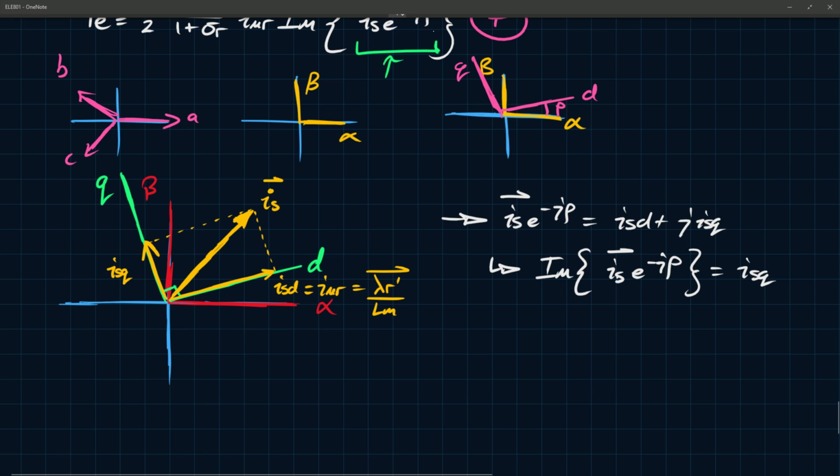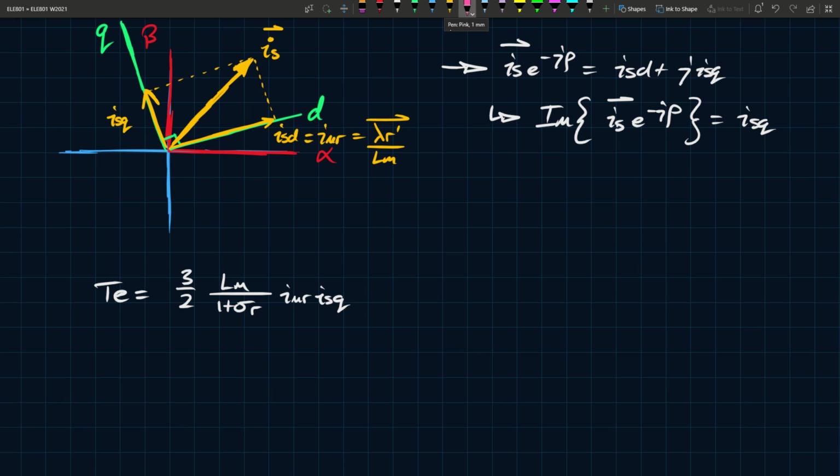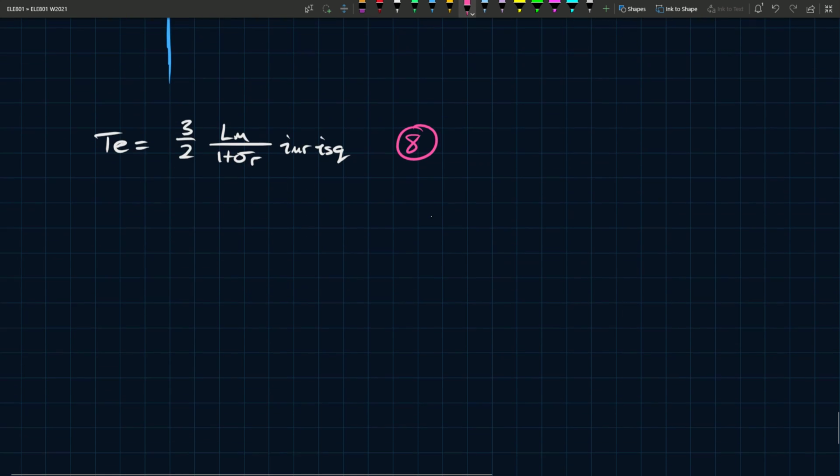Then if you express all of this using the DQ frame, you can say that TE, the torque, is equal to 3 over 2 LM over 1 plus sigma R IMR ISQ. And so now you have a fairly clean equation, and we'll call this equation 8. So now the torque is directly controllable in the same way that it was in a DC machine. So this is what we have for the induction machine.